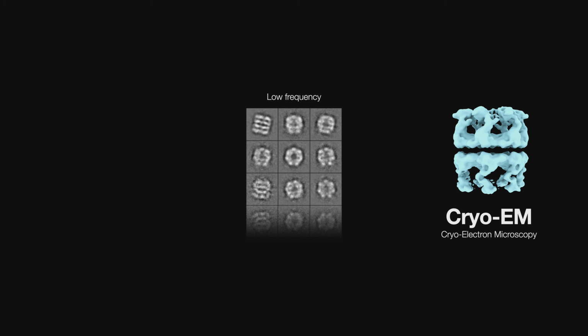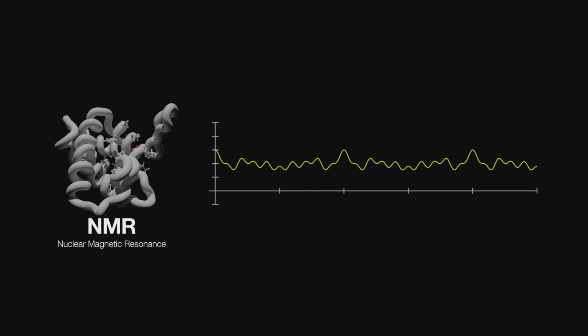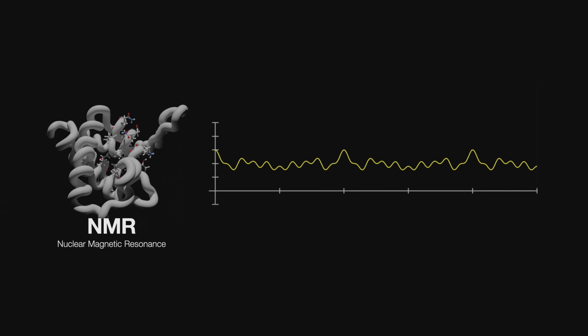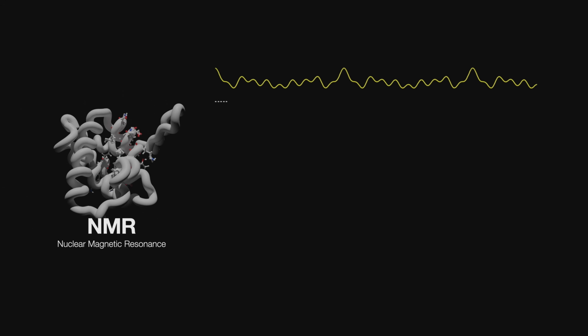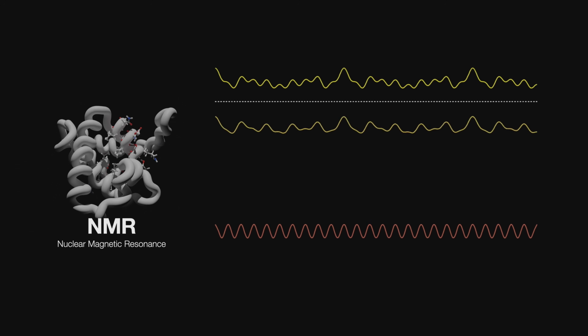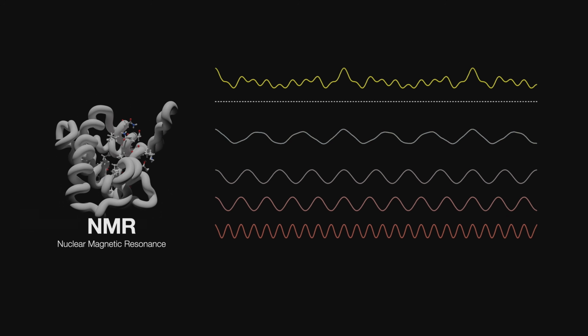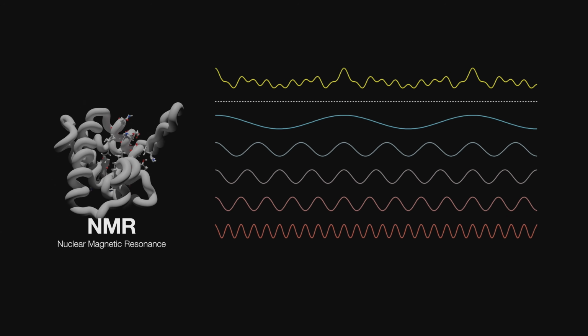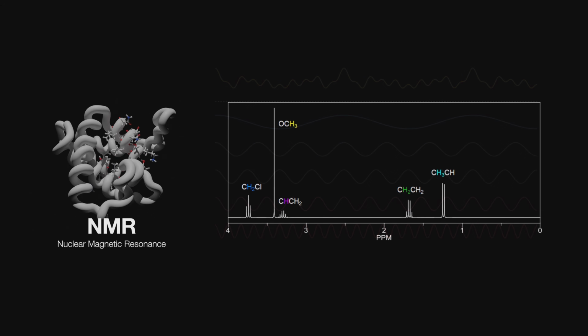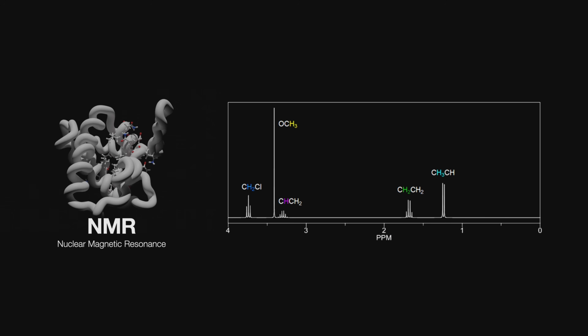The other is NMR, or nuclear magnetic resonance. Instead of a picture, you get a signal, a messy mix of frequencies from the atoms in the sample. But here's the cool part. You can untangle that signal using, you guessed it, the Fourier transform. It's like hearing an orchestra play at once and separating out the sound of each individual instrument.